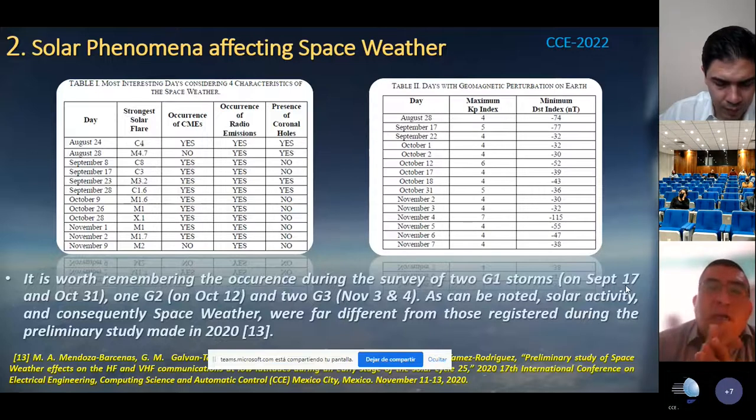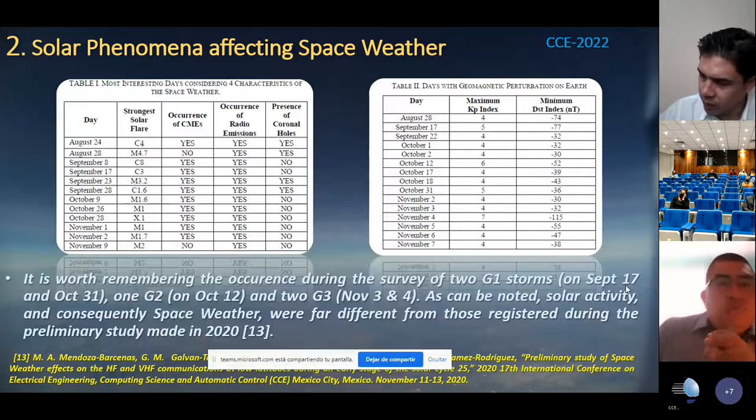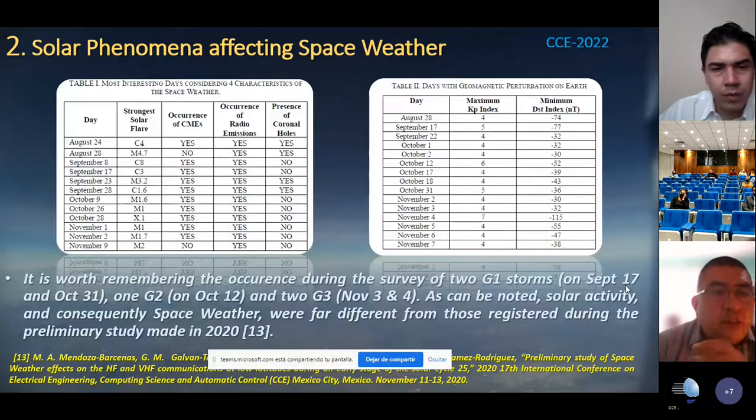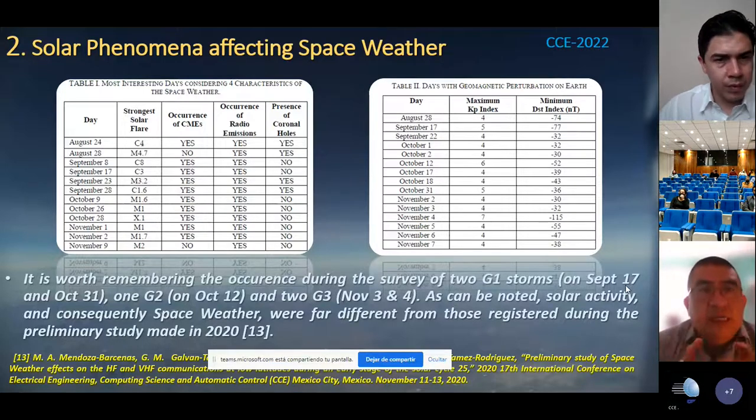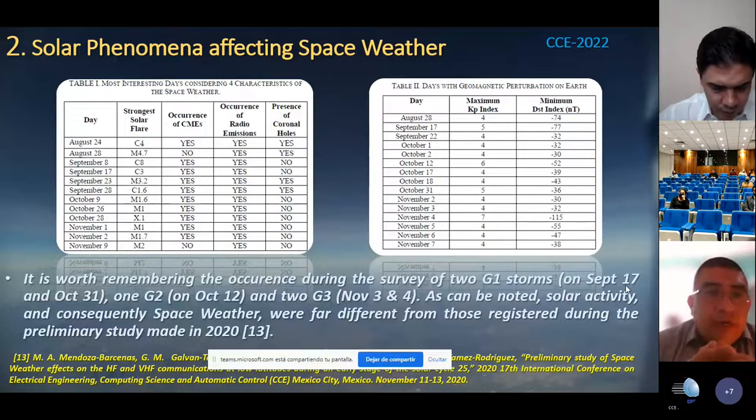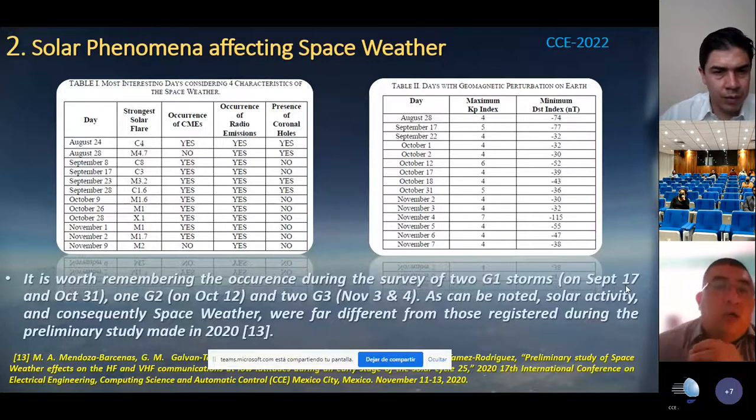About these solar phenomena affecting space weather, for this campaign, for these experiments, we have a first selection of some days in the period that covers August to November 9. In this period, we can see the occurrence of these variations in space weather, such as the strongest solar flares, occurrence of CMEs, radio emissions, and coronal holes.